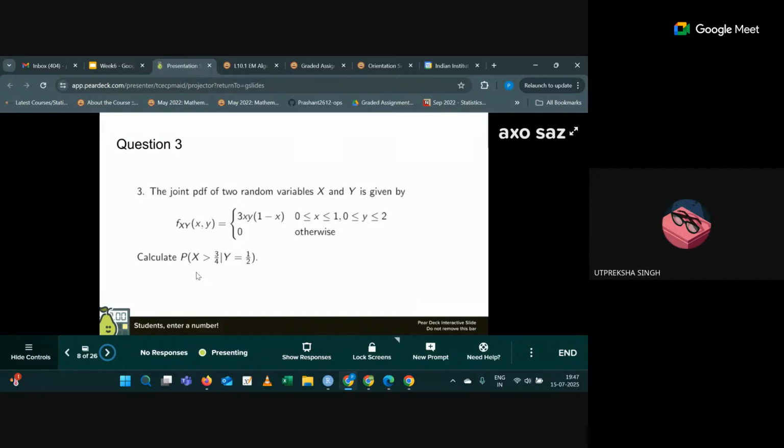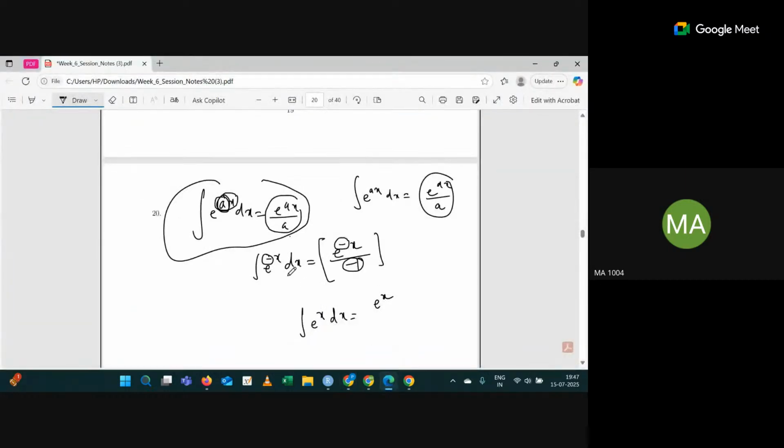Okay. So now this is something where you have to apply the conditional probability part. In this case, you need the joint PMF in the numerator, and in the denominator you need the marginal density of y, right? So what should be your first approach? You have to calculate the marginal density of y. Let me solve this question so that you can get some idea.